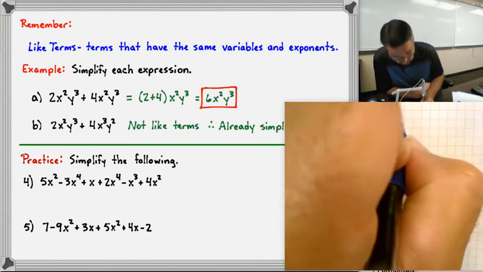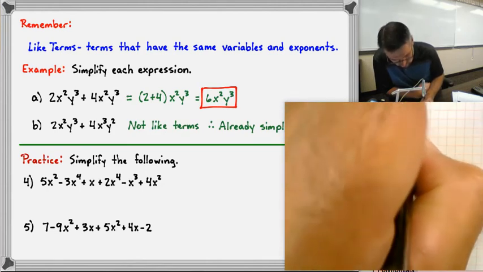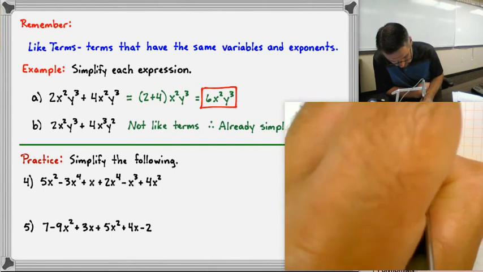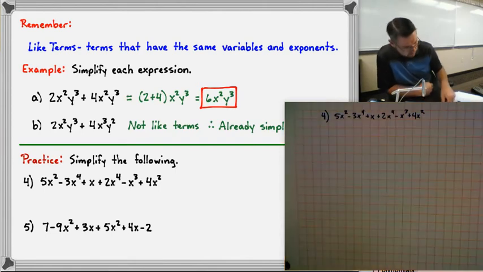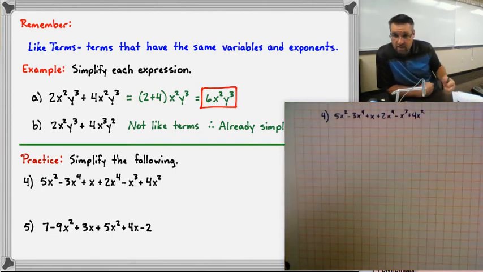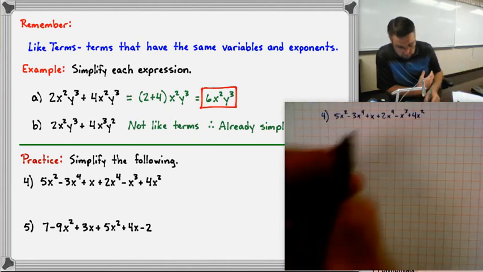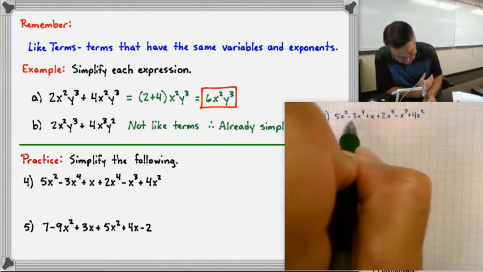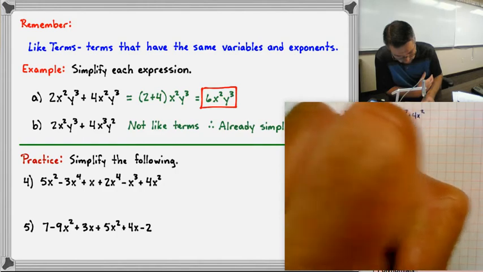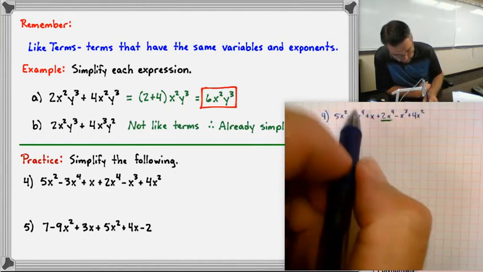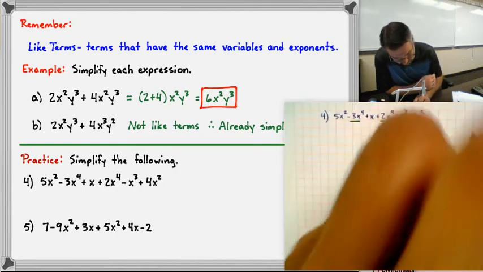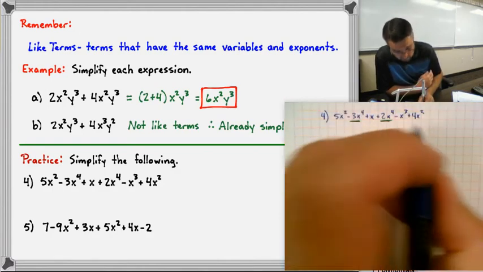That means we want to put together the terms that have the same variables with the same exponents. Okay? So we can see that we always go from highest power to lowest power. The highest power here is going to be the x to the fourth, so we have x to the fourth here. I'm going to go ahead and write this down. You don't have to write it down specifically this way, but I'm going to do this.